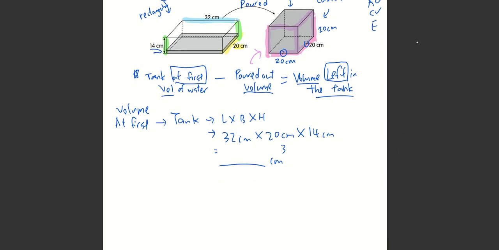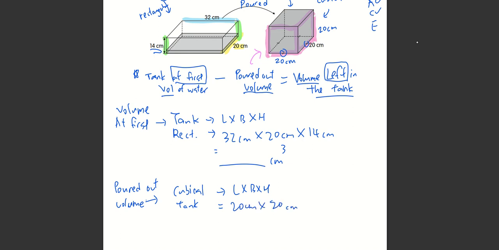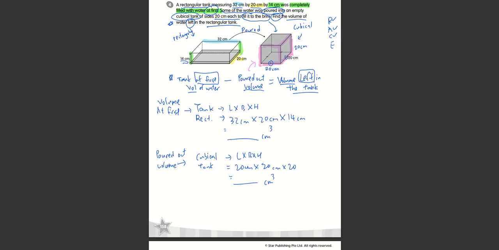Then we have the poured out volume. And this poured out volume refers to the volume of the cubical tank. This is the tank at first, so that is the rectangular one. And this is the cubical tank. So in this case, the length, breadth, and height is all 20 centimeter times 20 centimeter times 20 centimeter, which also gives you a certain measurement in cubic centimeters. You have to calculate that answer.